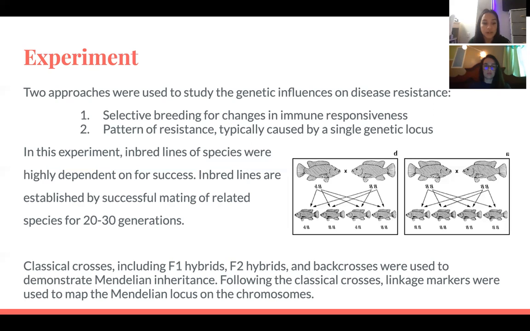aimed for a full genetic analysis of host resistance and examined a large number of models, for example, mouse families. In this experiment, inbred lines of species were highly depended on for success, and inbred lines are basically established by a successful mating of related species for at least 20 or 30 generations. Classical crosses, including F1 hybrids, F2 hybrids, and back crosses, were used to demonstrate Mendelian inheritance. Following the classical crosses, linkage markers were used to map the Mendelian locus on the chromosomes.